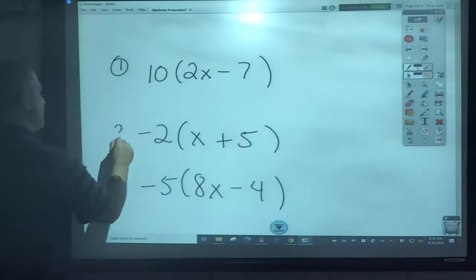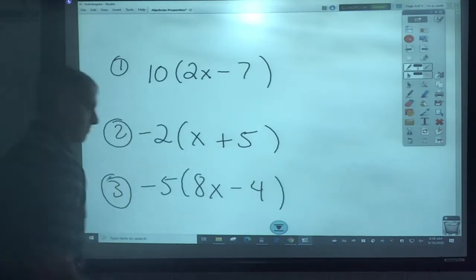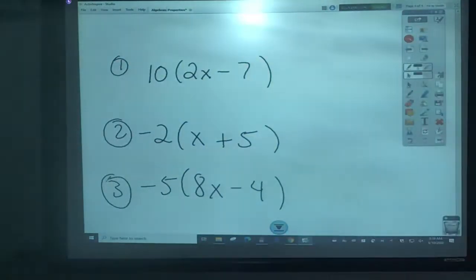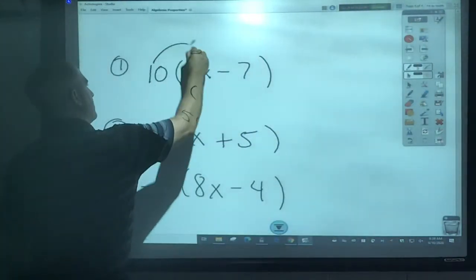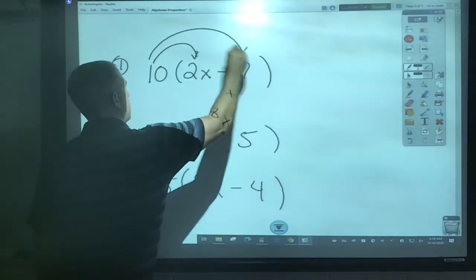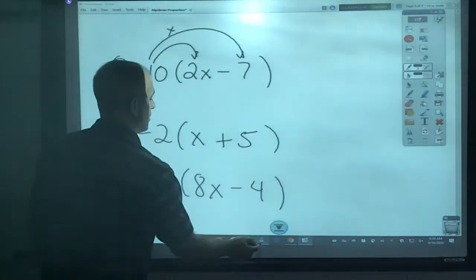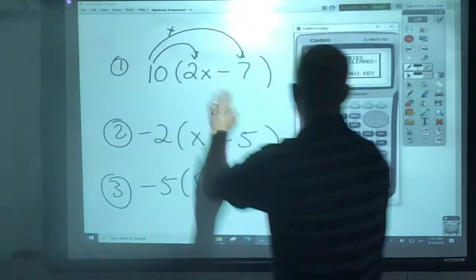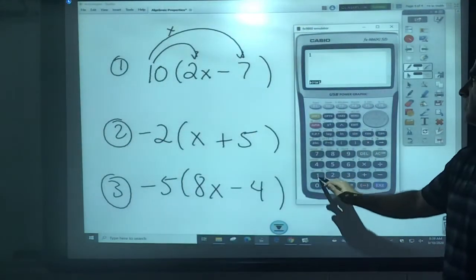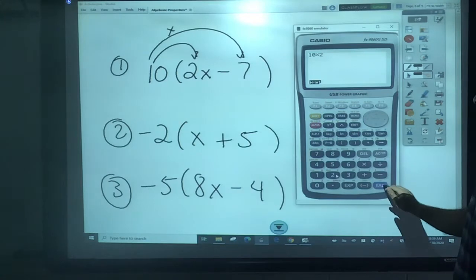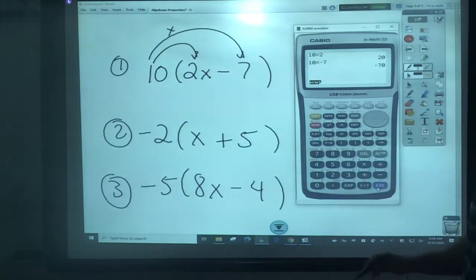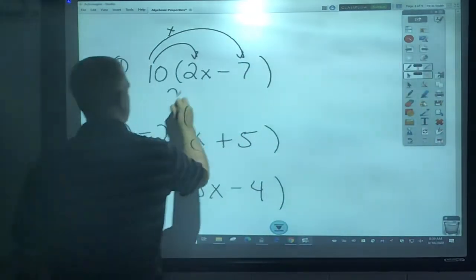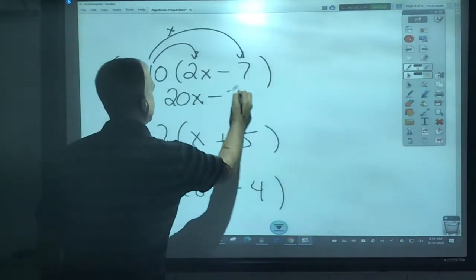Okay, go ahead and copy these 3 examples down. Okay, so what we're going to do with those, we take this and we multiply. All right, so the key thing is really watching your signs. 10 times 2, 10 times negative 7. Okay, we'll get into exponent rules later on. For right now, we're just going to leave this as 20x minus 70.